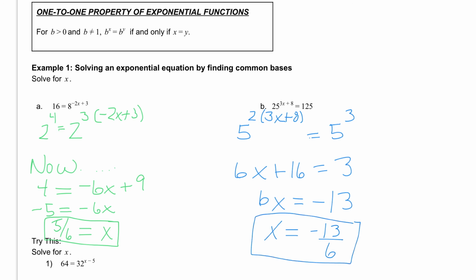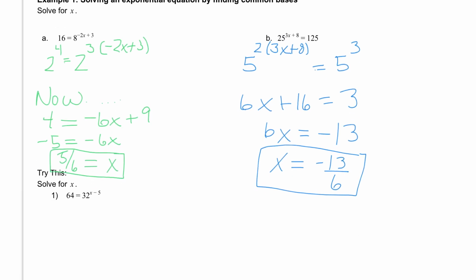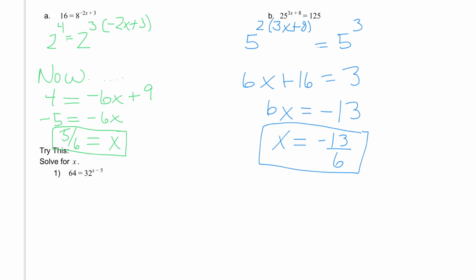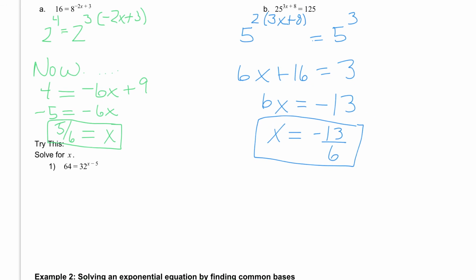And just like before, you can check your answer. Take the negative 13 over 6 and plug it in for x and see if you get 125 on that left-hand side. Now what I'd like you to do is to try this. So you can go ahead and pause this and check your answer when you're done. If you did the try this correctly, you should get x is equal to 31 over 5. If you have questions on how to get that, please let me know.